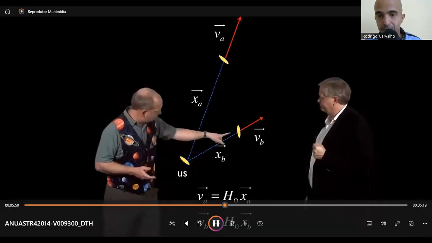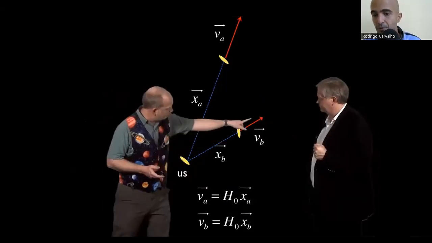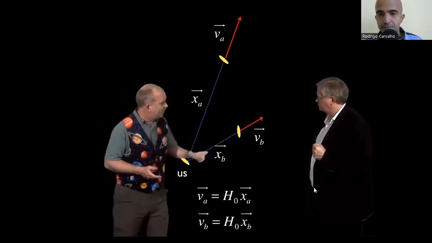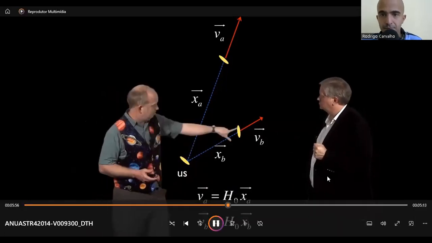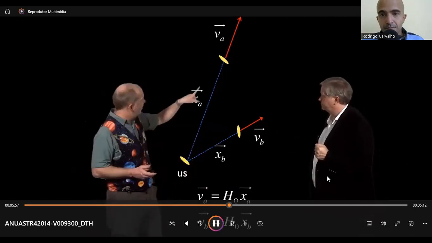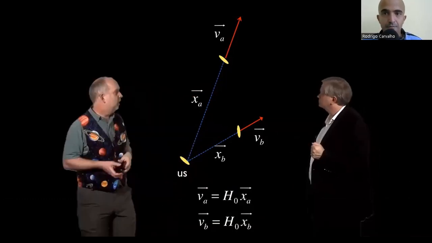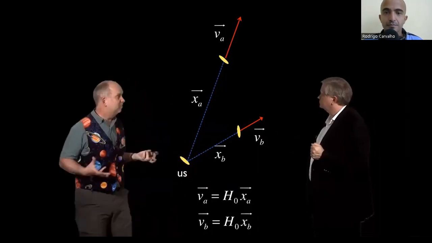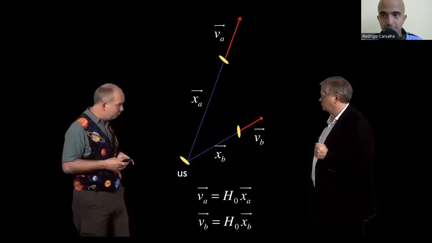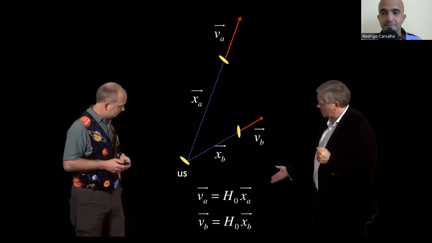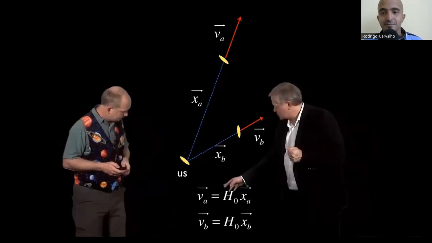This galaxy is relatively near, so it's got a relatively small velocity, and the velocity is in the same direction as the displacement vector. This one's further away, so it's got a bigger velocity, and once again, it's in the same direction. That's writing down in mathematical form that everything's moving away from us. The further away they are, the faster they're moving. And so what you've stated here is Hubble's law.